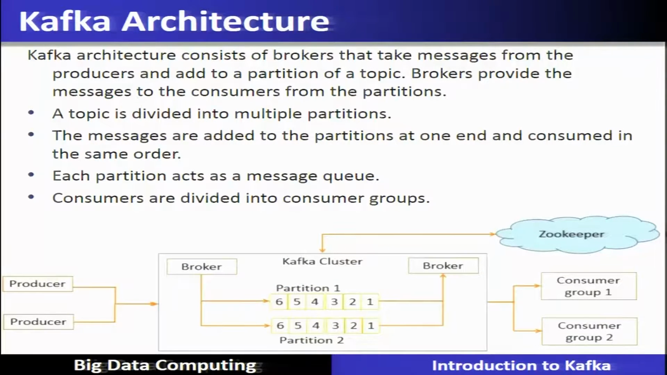Now, let us see all these components together and see the overall Kafka architecture. Kafka architecture comprises brokers that take the messages from the producer and add them to the partition of a topic. Brokers provide the messages to the consumer from the partition. A topic is divided into multiple partitions. The message is added to the partition at one end and consumed at the other end, as we have already seen, and that is handled by the brokers.